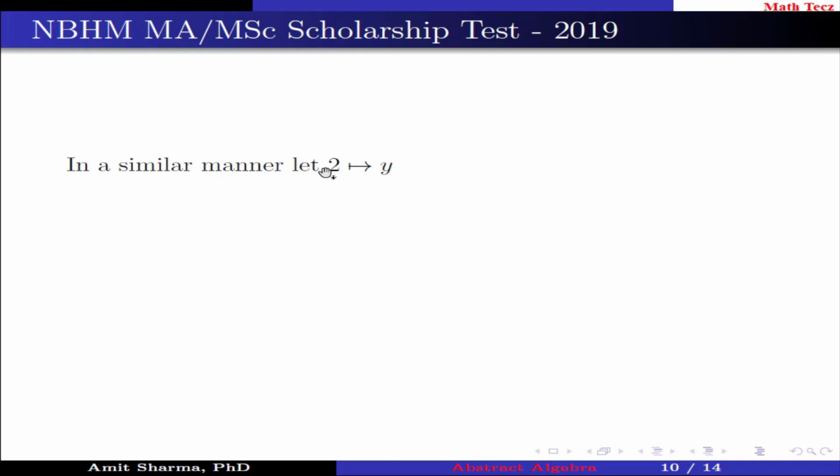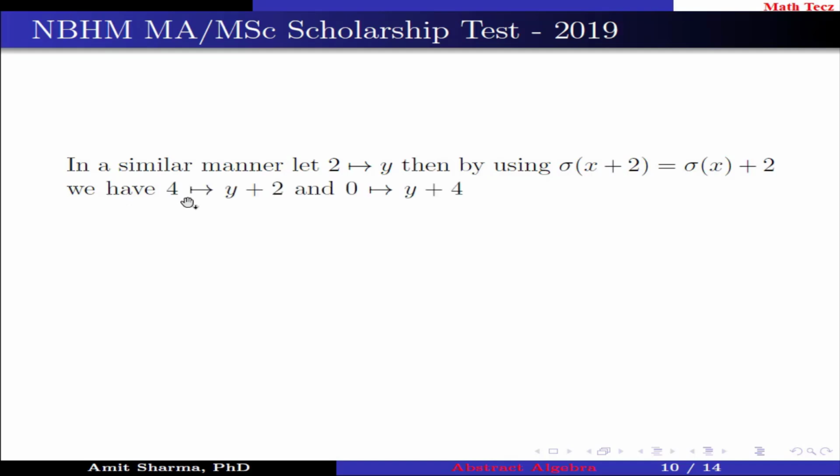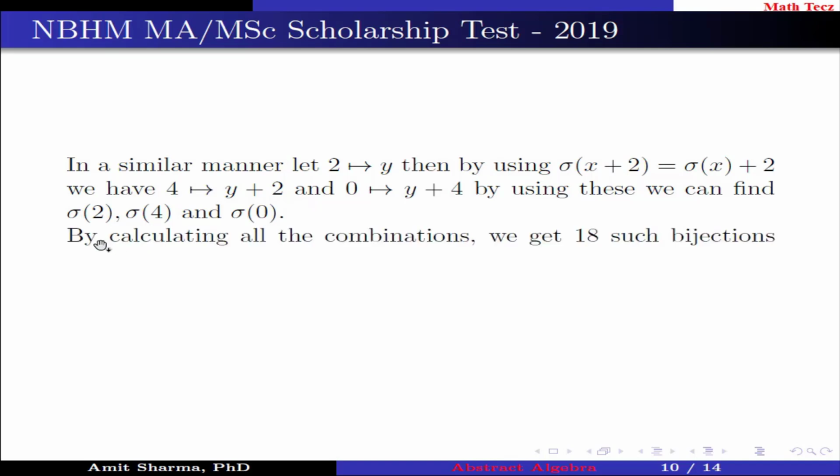In a similar manner, let 2 map to y. Then by using sigma(x+2) = sigma(x)+2, we have 4 map to y+2 and 0 map to y+4. Here we replace x by y. By using these, we can find sigma(2), sigma(4) and sigma(6), or you can say sigma(0). By calculating all the combinations, we get 18 such bijections, which implies the order of H is equal to 18.